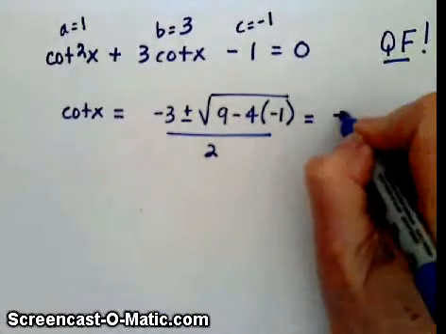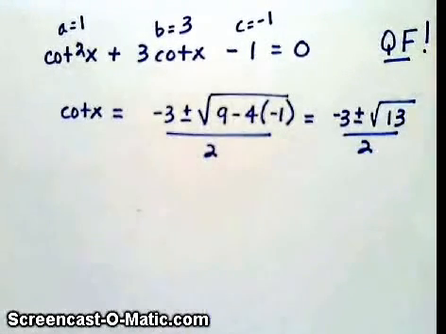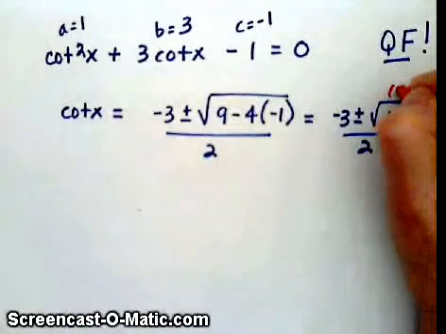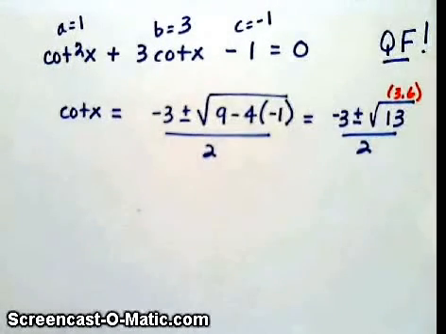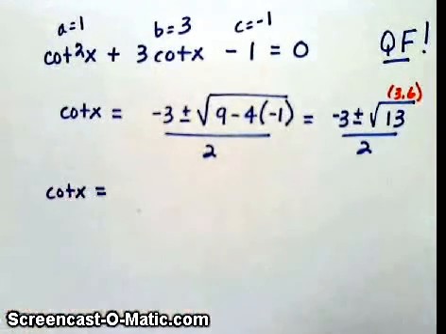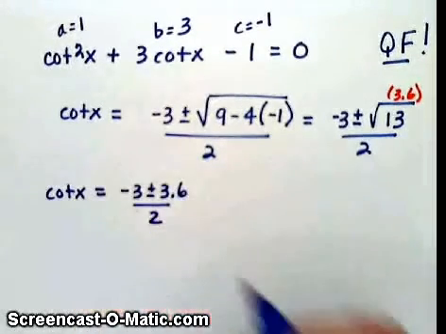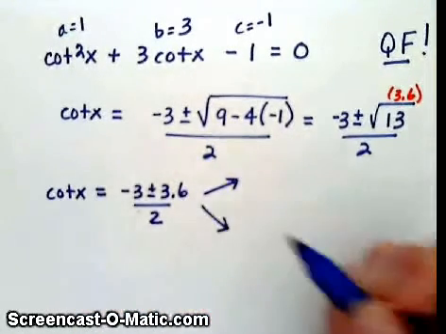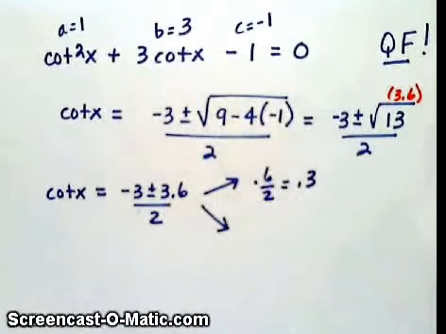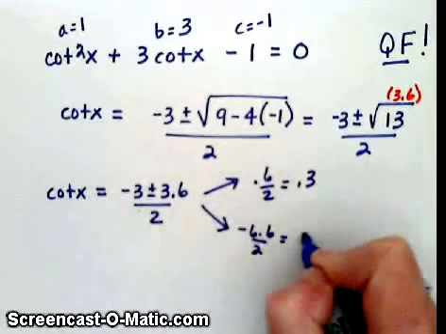And this would be negative 3 plus or minus the square root of 13 over 2. Go ahead and ask your calculator about the square root of 13. It's going to be about 3.6. So at this point, your cotangent is equal to negative 3 plus or minus about 3.6 over 2. Now that's going to split into two answers. Negative 3 plus 3.6 is 0.6 over 2, which is 0.3 positive. And negative 3 minus 3.6 is negative 6.6 over 2, which is negative 3.3.